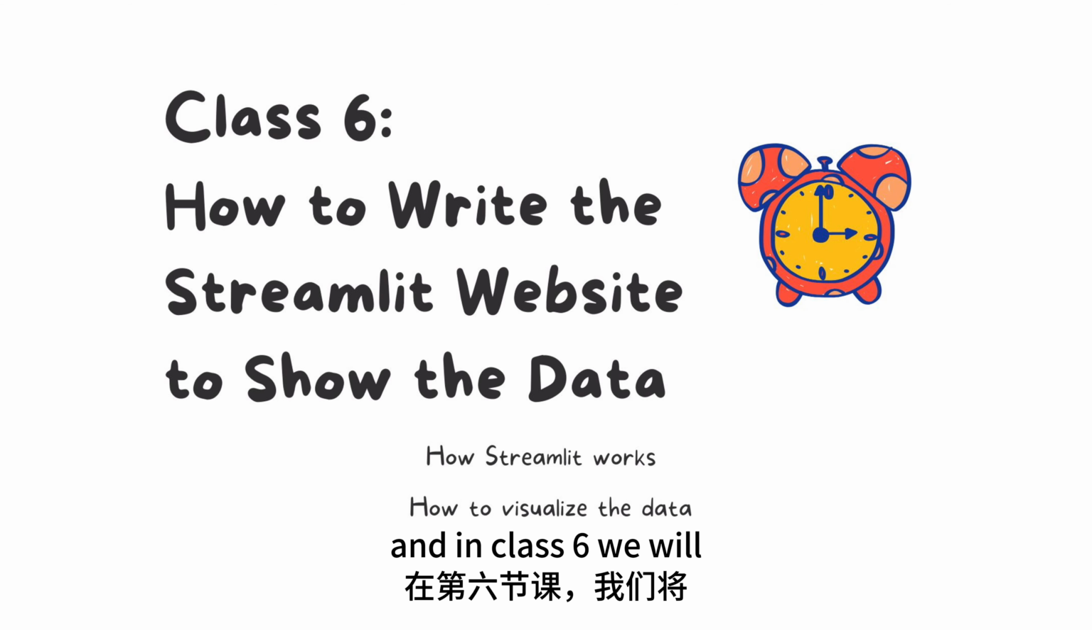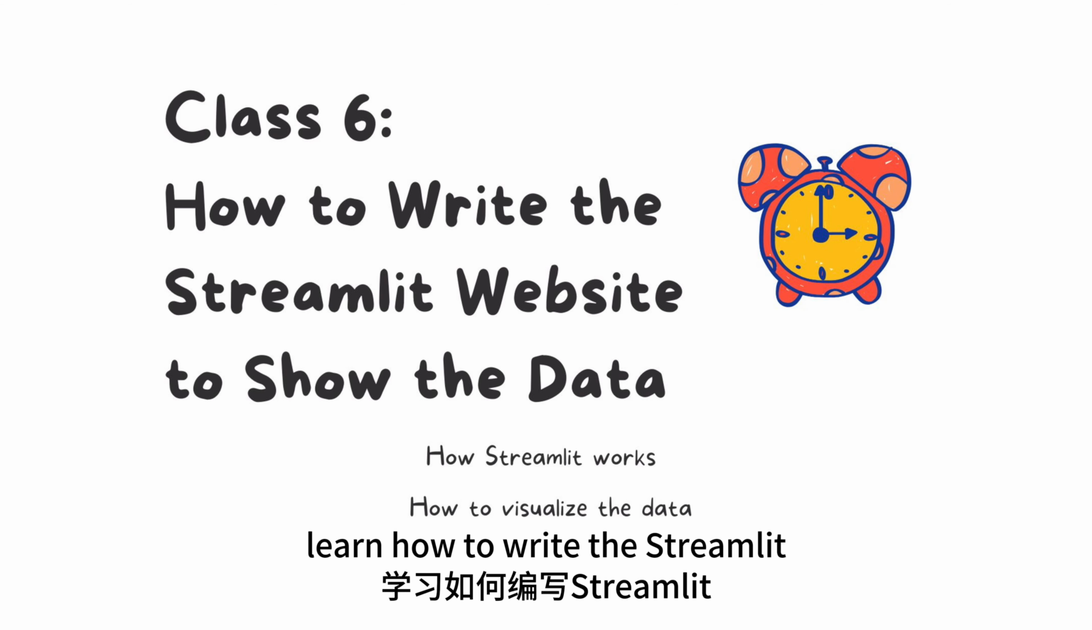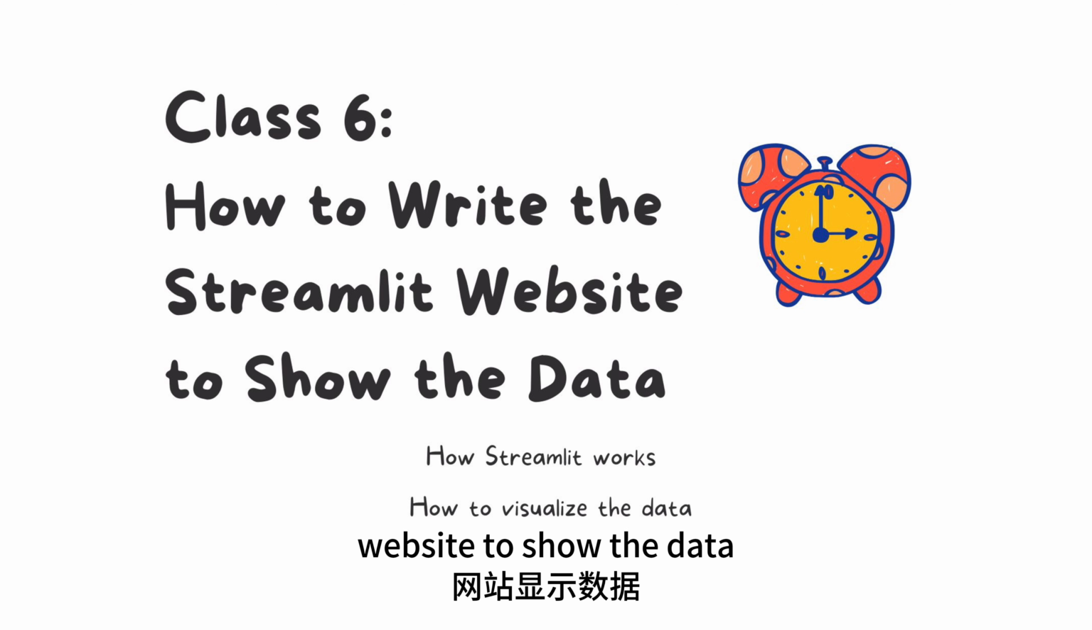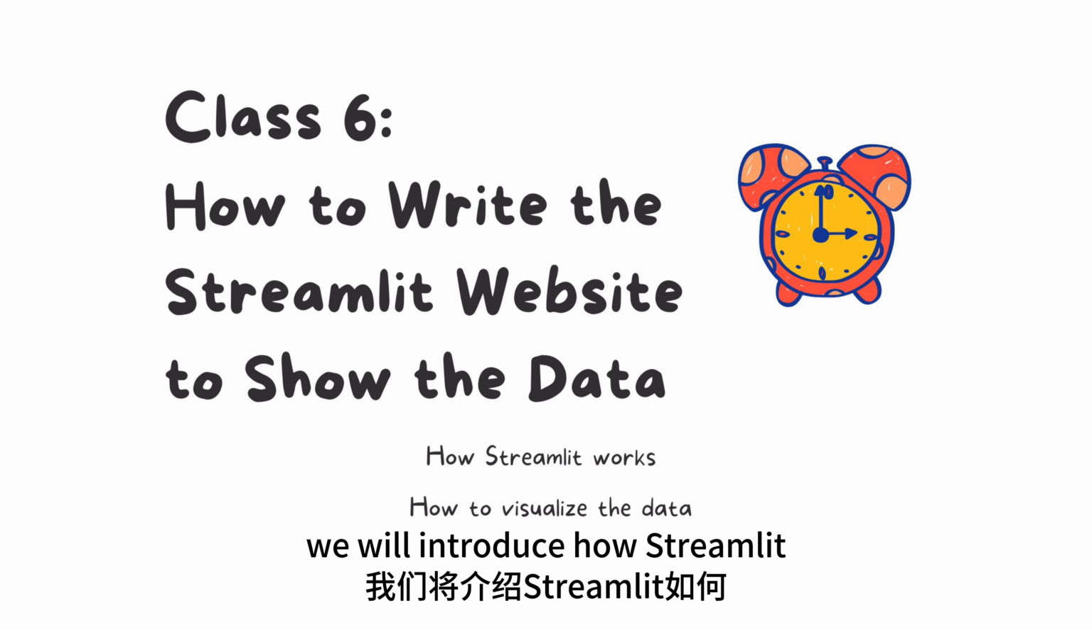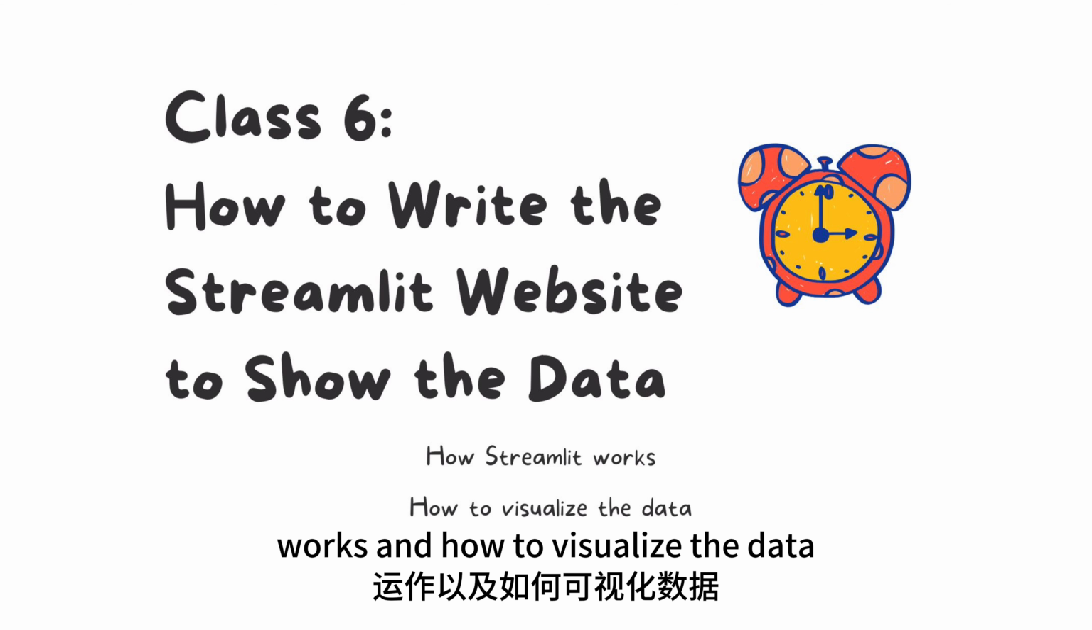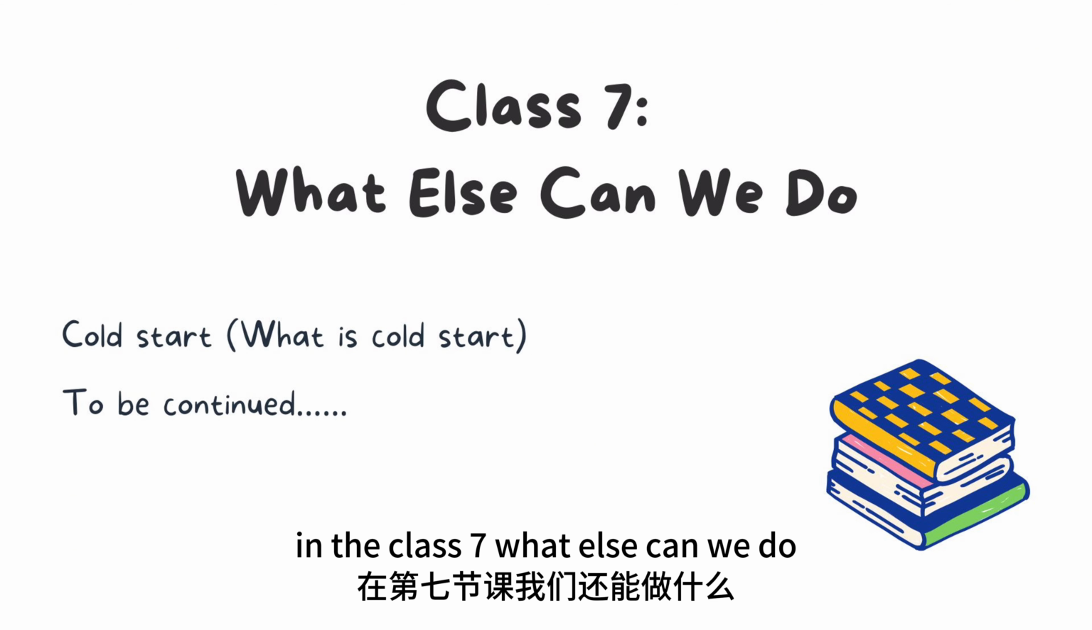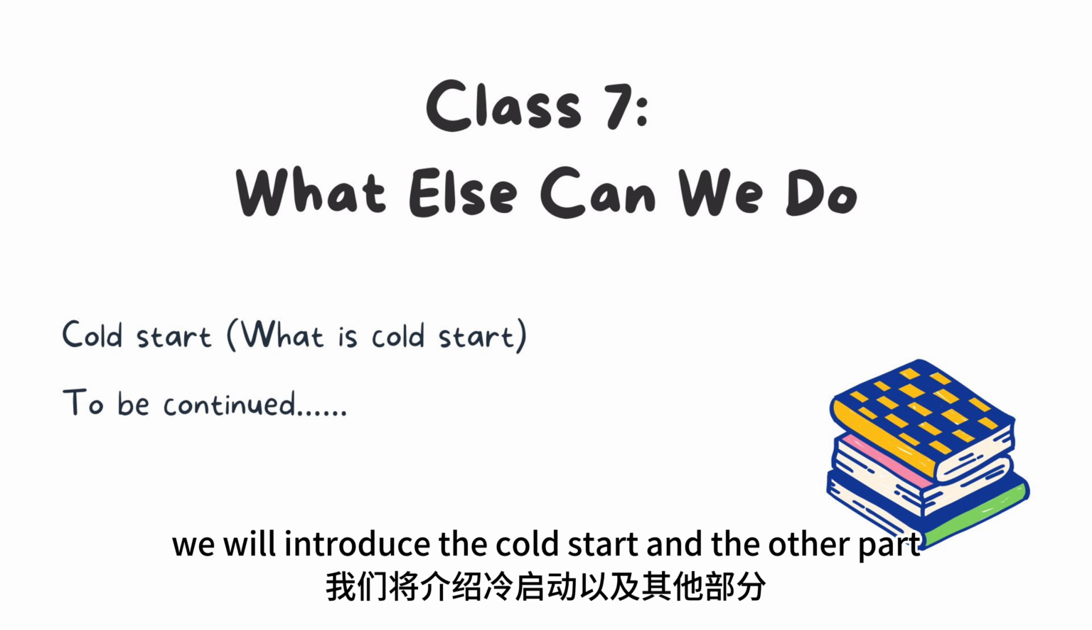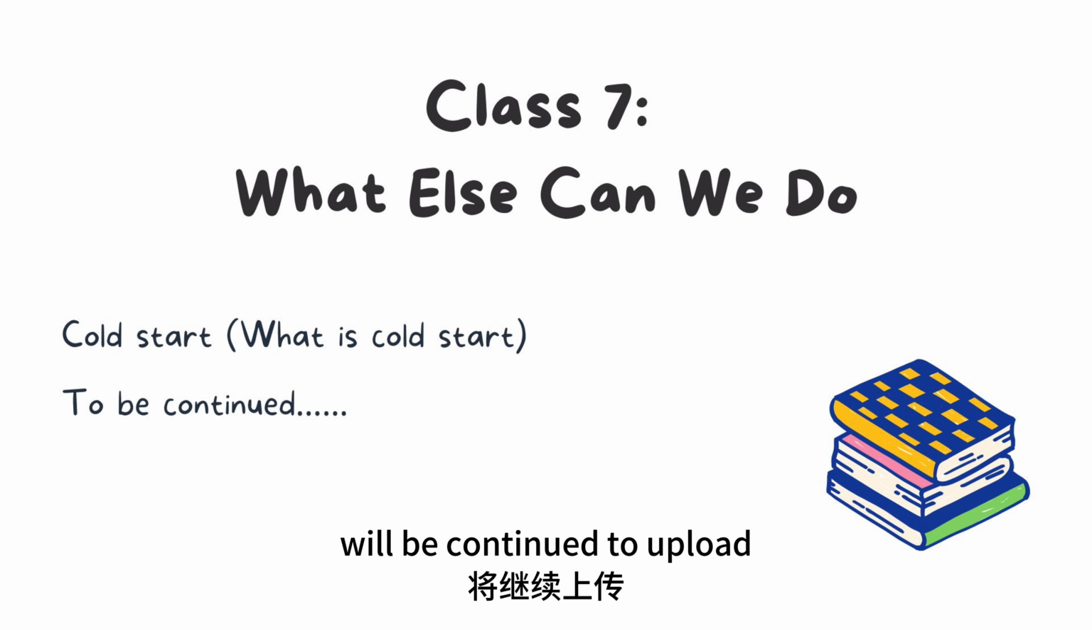We will write Python code to get JSON data and visualize it. And in class 6, we will learn how to write the Streamlit website to show the data. We will introduce how Streamlit works and how to visualize the data. In class 7, what else can we do? We will introduce the code structure, and the other parts will continue to be uploaded.